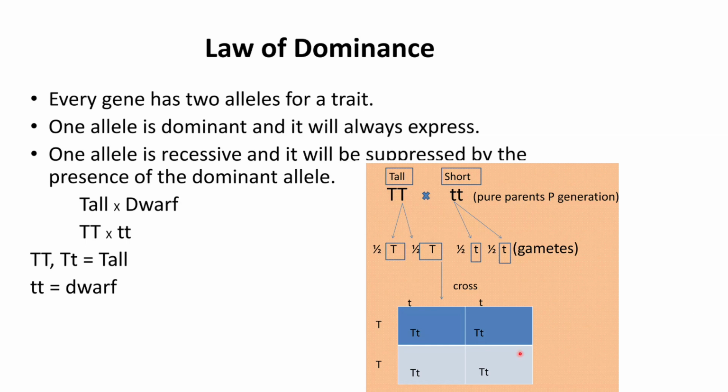We could see that in the F1 generation, all the 4 offspring are heterozygous, and since one dominant allele is expressed in all the offspring, all of them were tall. So this proved that the dominant trait will always be expressed even if it is encoded in just one copy.